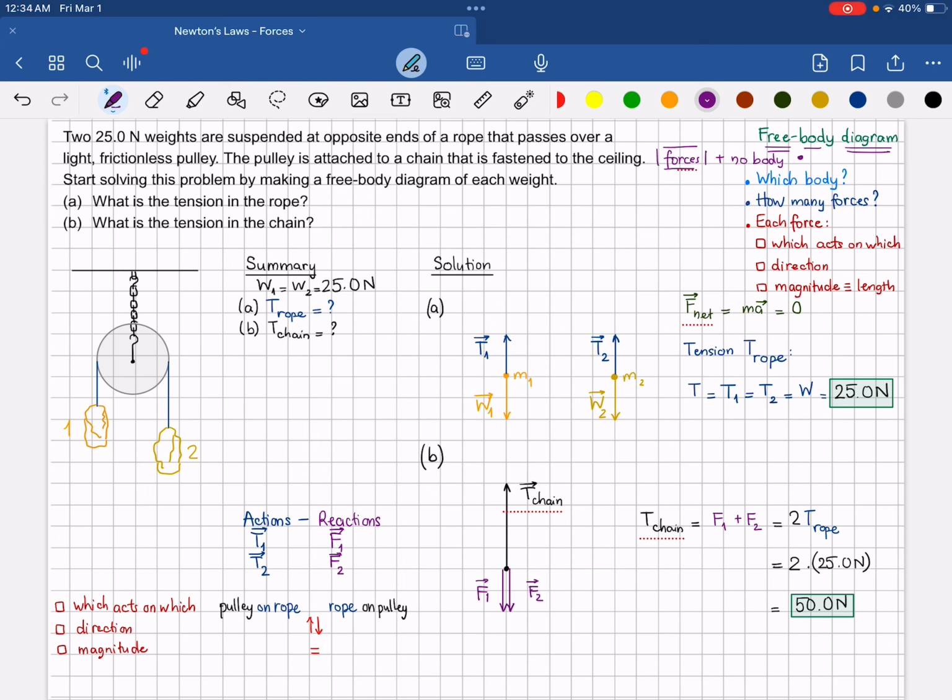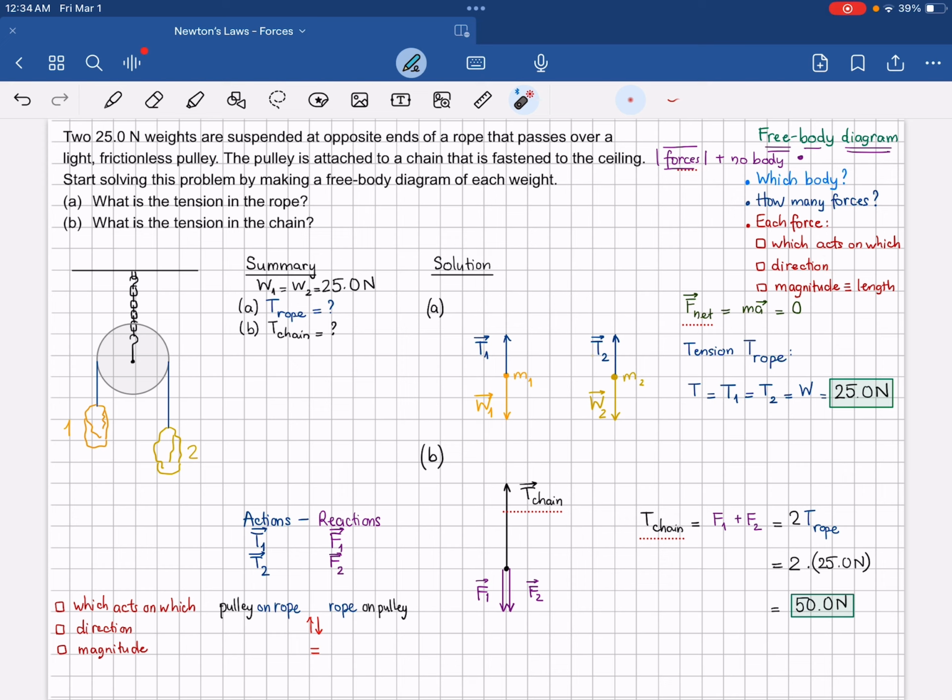So in order to draw a free body diagram, these are the key things that we need to identify. First, we should focus on which body we're talking about. And then how many forces are acting on that body. And then we need to identify the key elements of each force.